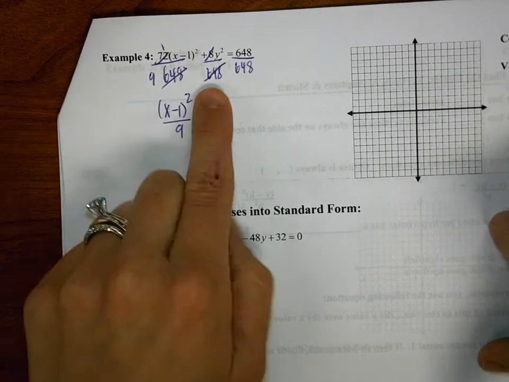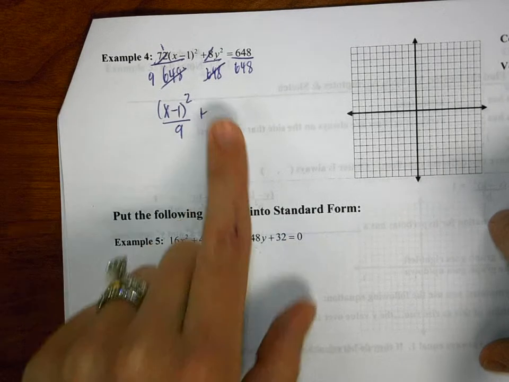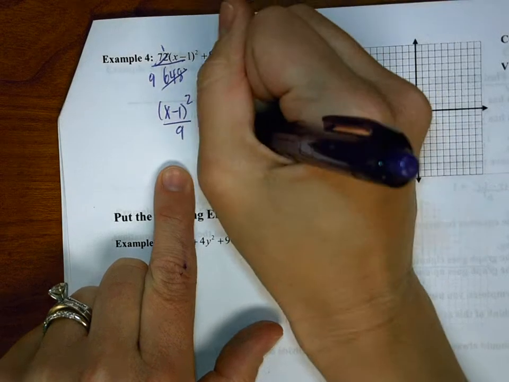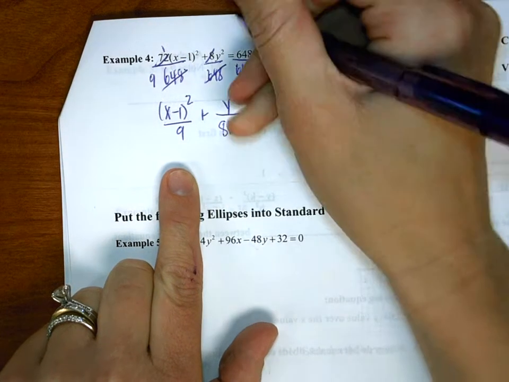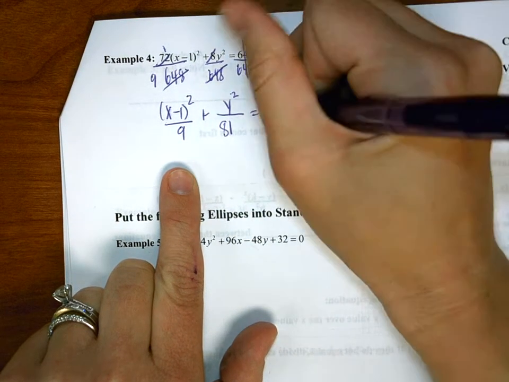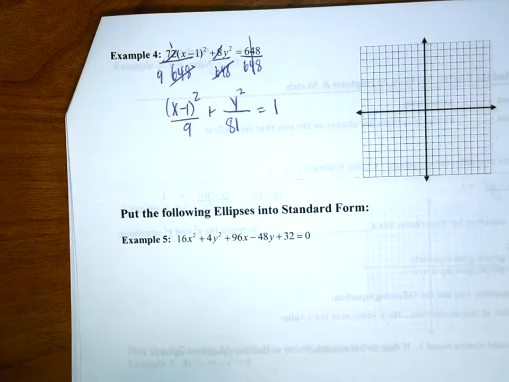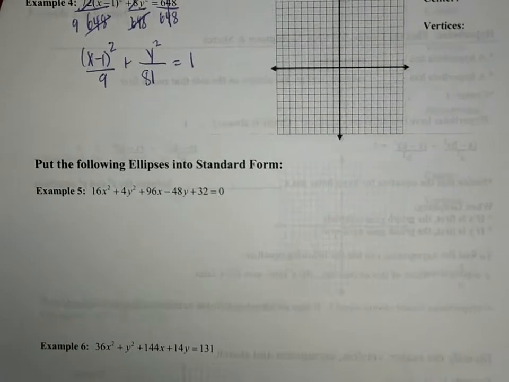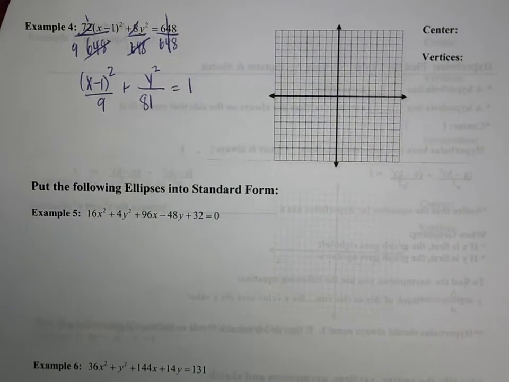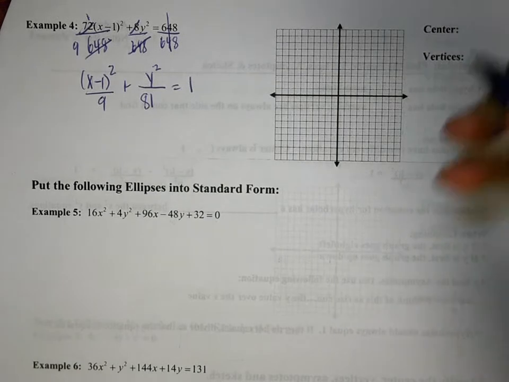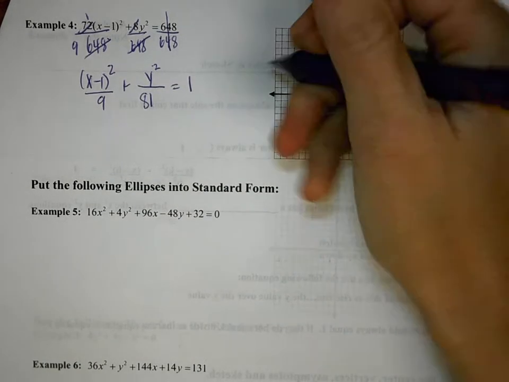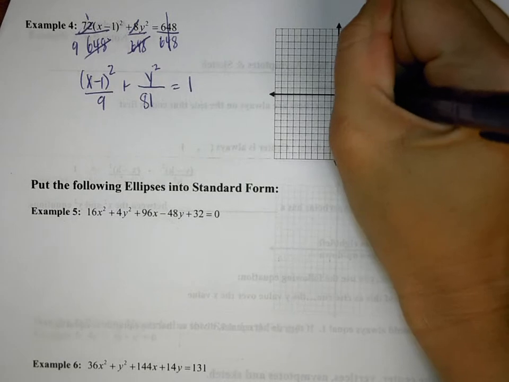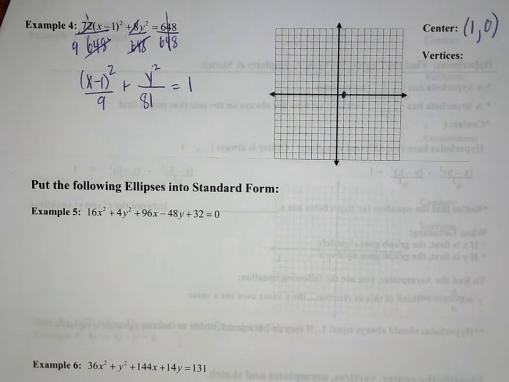8 goes into 648 how many times? 81 is correct. So now I have y squared over 81 equals, and then this reduces to just 1. Okay, so now what is my center on this problem? 1, 0. Yeah, 1 comma 0 is correct. So let's plot that point. We go over 1 and up 0, so my center is there. That's my starting point for when I'm going each direction.